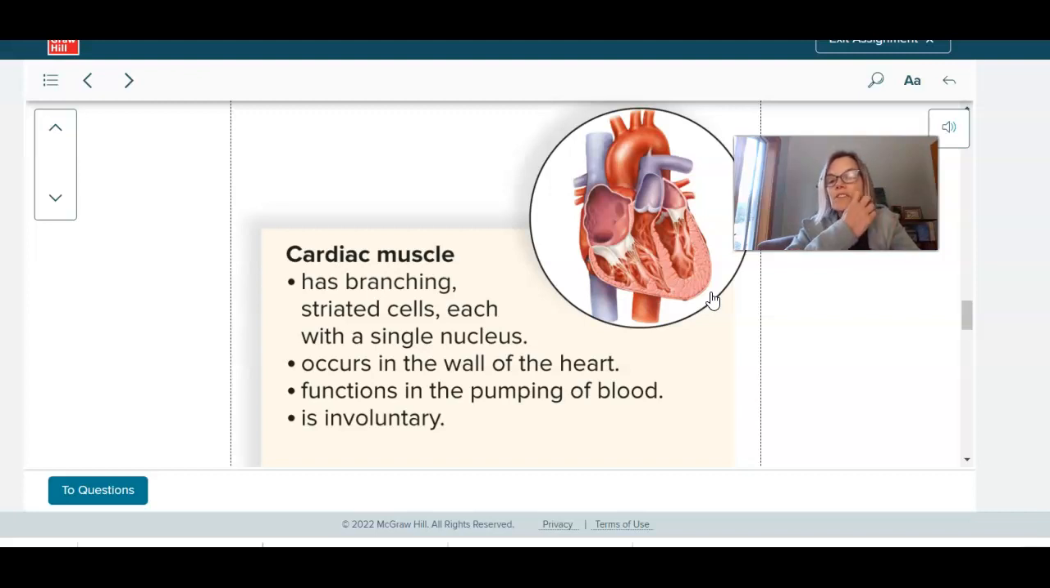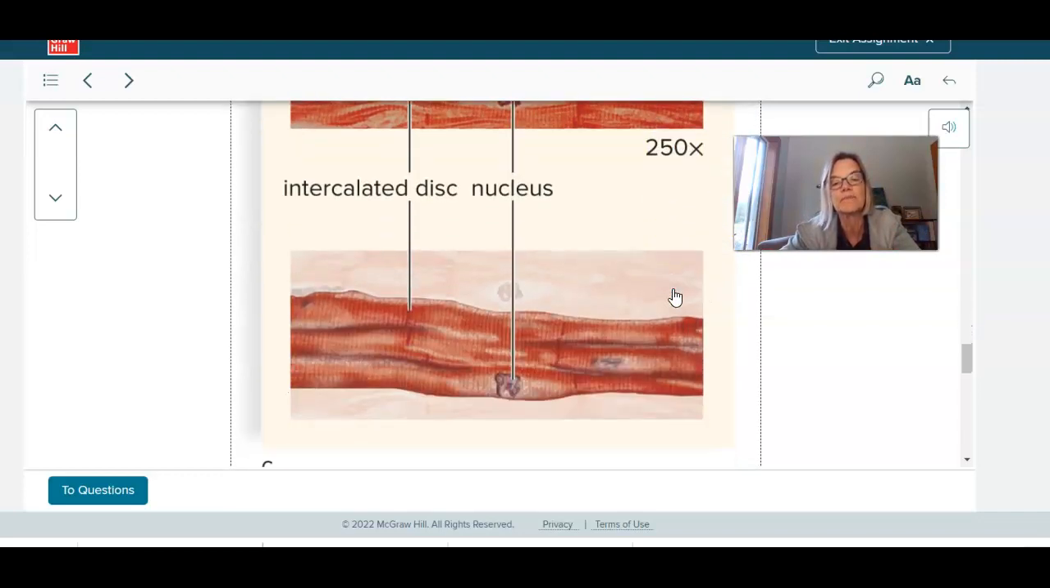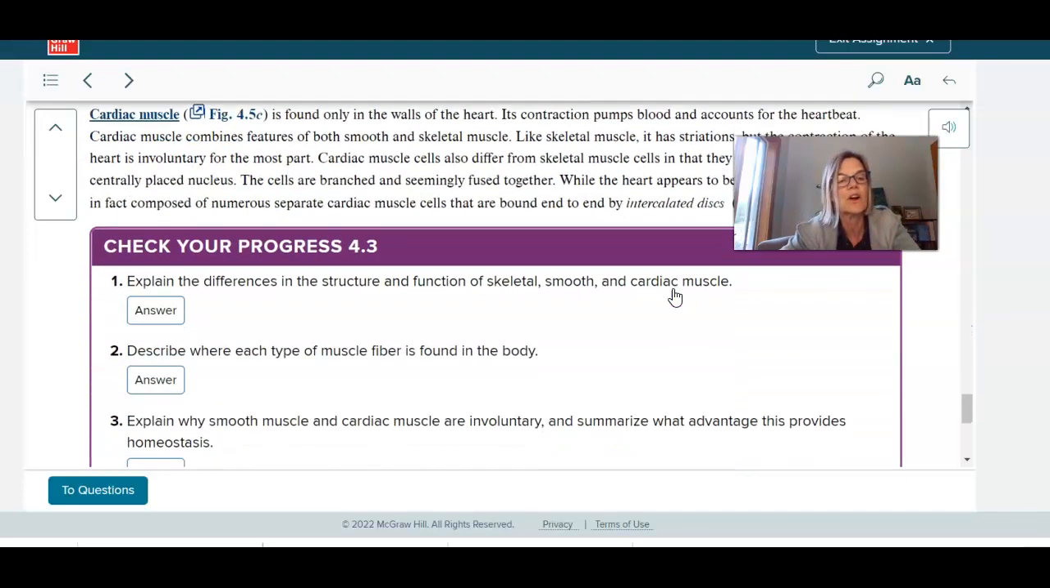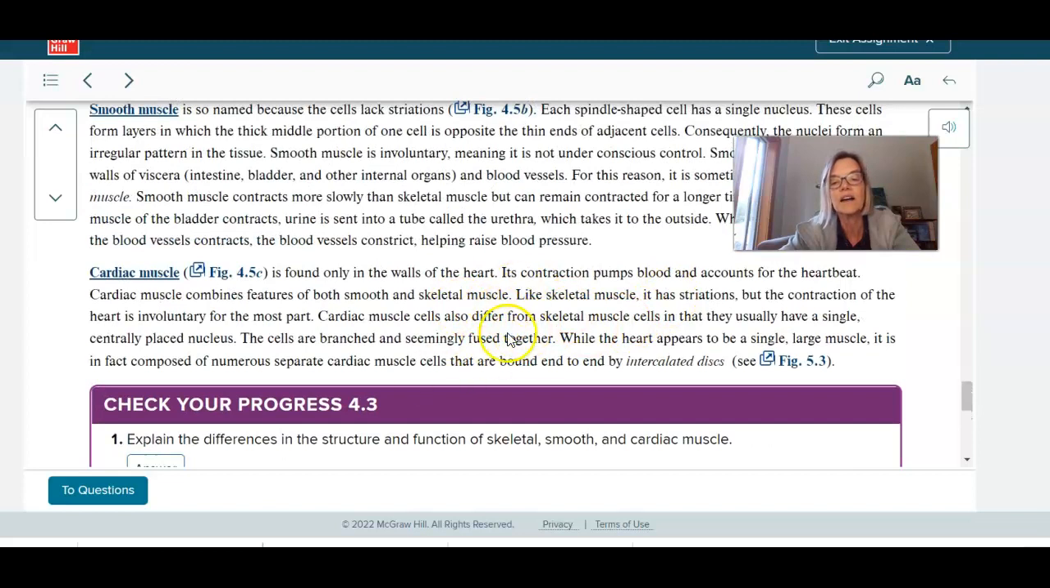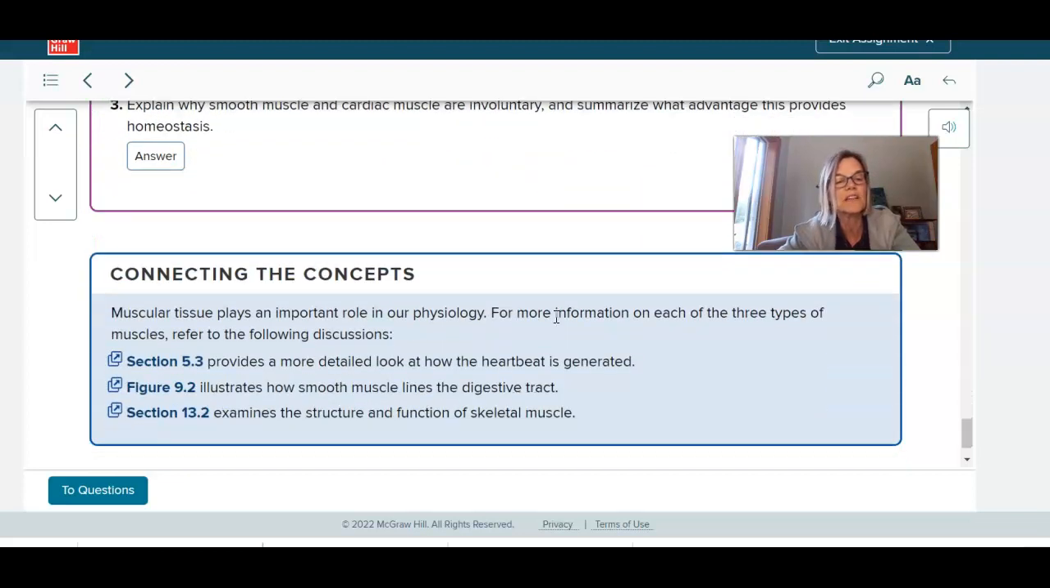And so cardiac muscle is also involuntary. We can't control it. You might be able to give yourself a little bit of feedback and relax and slow it down a little bit, but you really can't mentally make your heart go faster or slower consciously. So we call that involuntary. And that's a little bit about the three types of muscles.